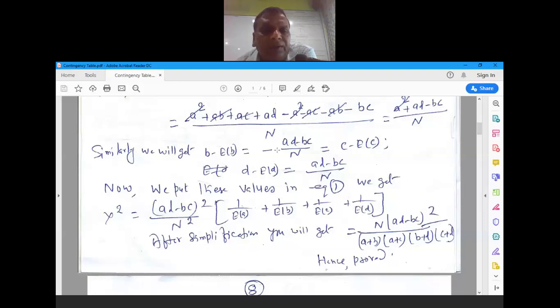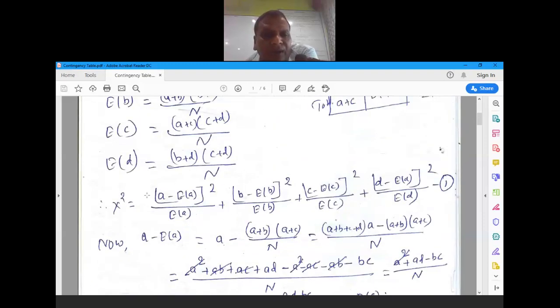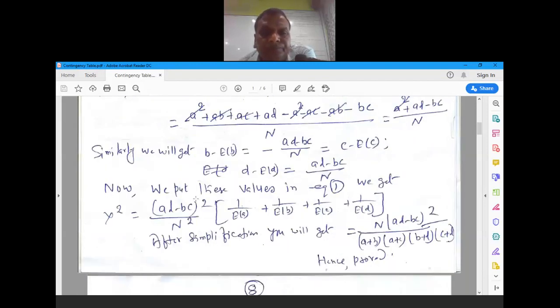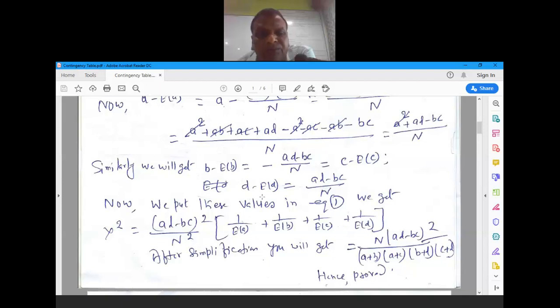Equation 1 is equal to what? This is your equation 1: chi square is equal to (A minus expected value of A) whole square divided by expected value of A, plus (B minus expected value of B) whole square divided by expected value of B, plus (C minus expected value of C) whole square divided by expected value of C, plus (D minus expected value of D) whole square divided by expected value of D. In this equation, if you put the value of A minus expected value of A whole square from here and then you simplify it, then you will get your result. Okay, so this is your homework. Now you will exercise it.